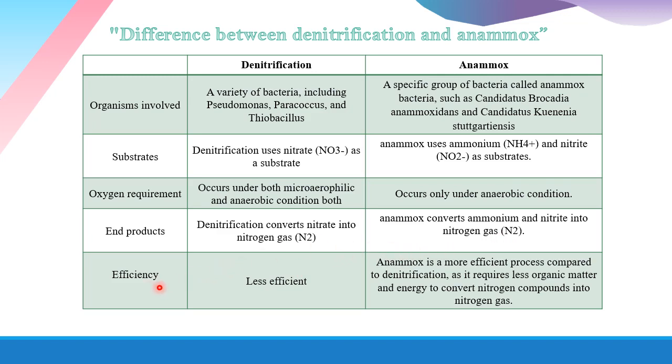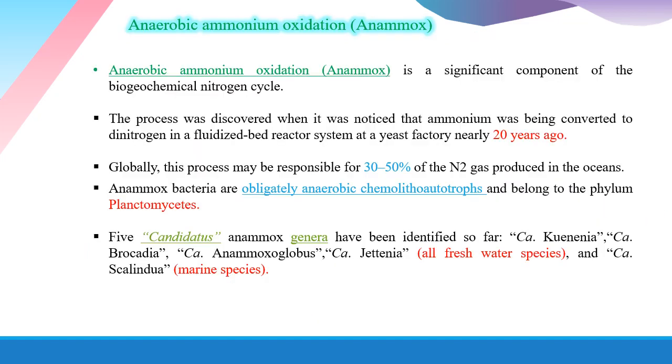But if we talk about efficiency, denitrification efficiency is less. Whereas Anammox is a more efficient process compared to denitrification, as it requires less organic matter and energy to convert nitrogen compounds into nitrogen gas. Okay. Now let's discuss Anammox in a little more detail.